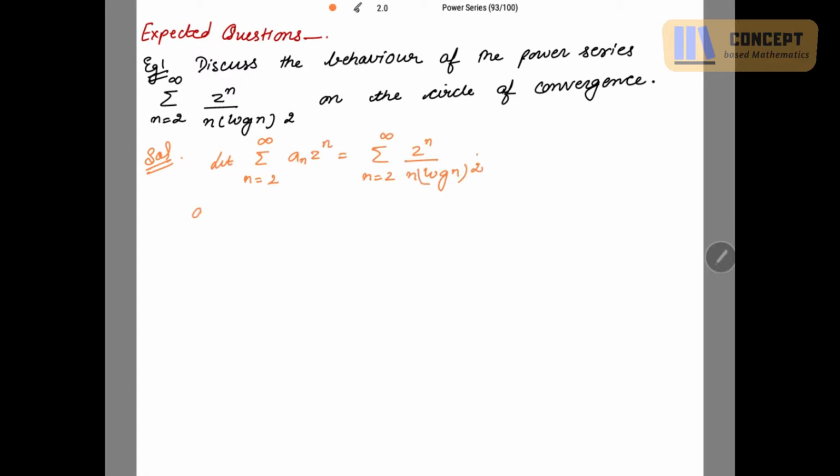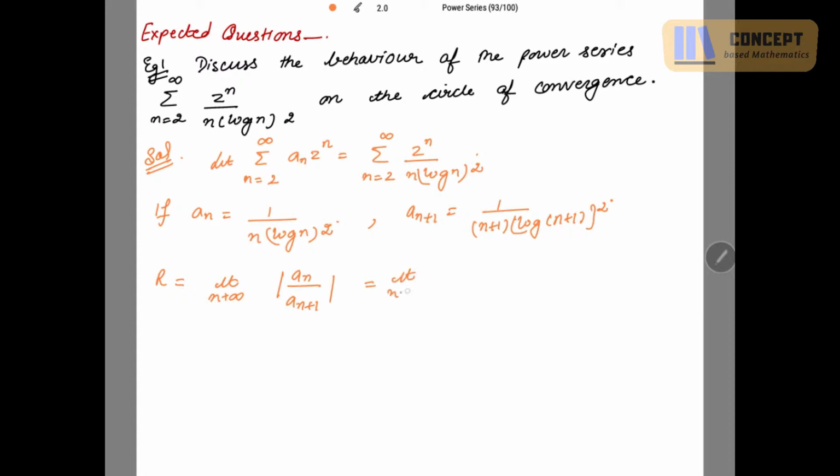So if you look, we have a_n equal to 1 over n log of n whole square. If a_n is equal to this, then what is a_(n+1)? This is 1 over n plus 1 log of n plus 1 whole square. To find the radius of convergence, I am using the formula limit n tends to infinity mod of a_n over a_(n+1), which is further equal to limit n tends to infinity. This will be n plus 1 log of n plus 1. If you put the values for a_n and a_(n+1), you will get this, log of n whole square.